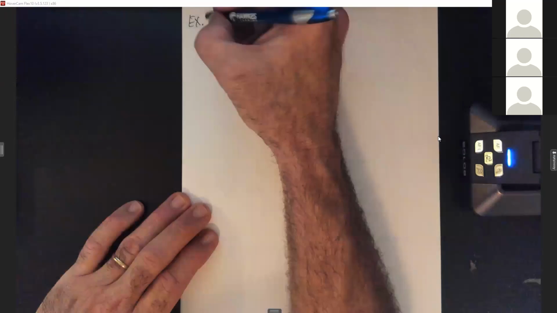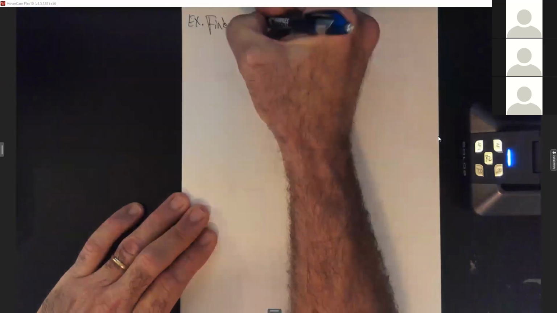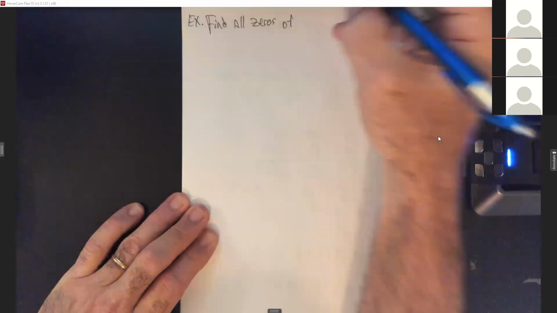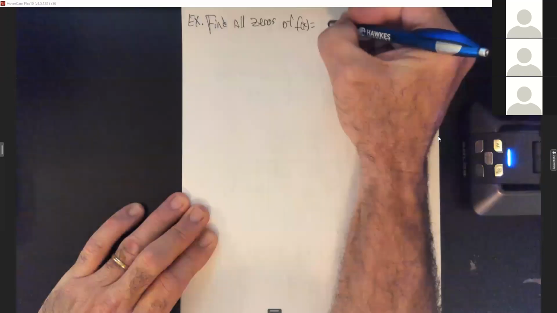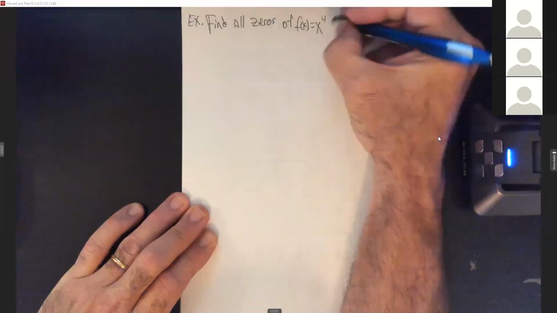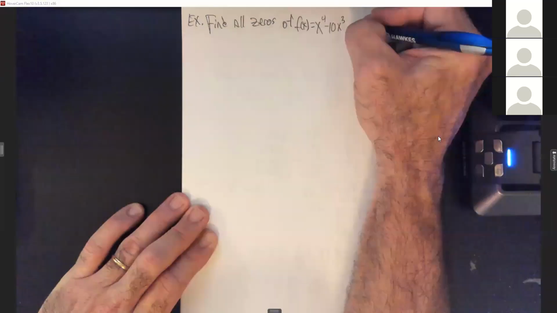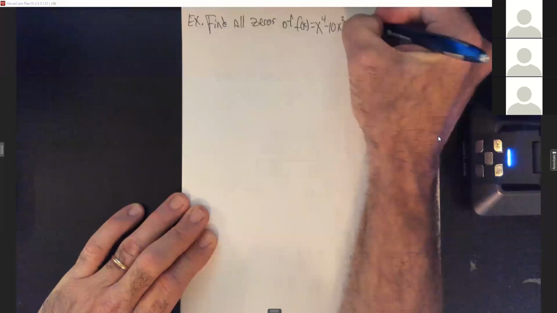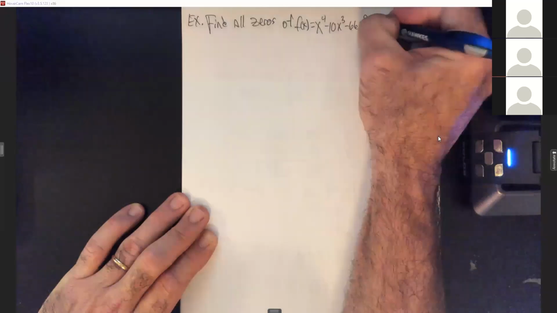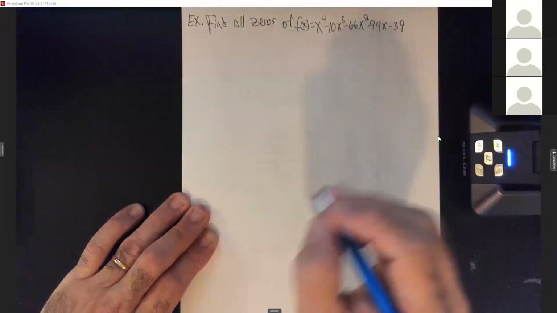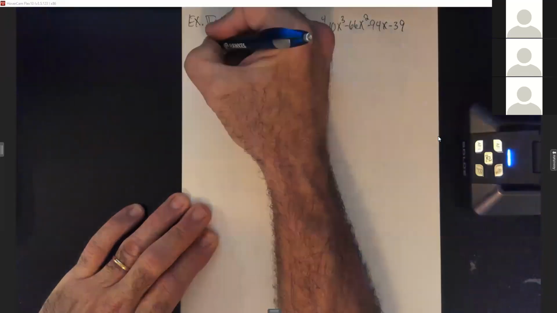All right, so the last problem in 8.4 has us find 4 zeros. So we're going to find all zeros of f of x equals x to the 4th minus 10x to the 3rd minus 66x squared minus 94x minus 39. And then we're going to put them into linear factors.